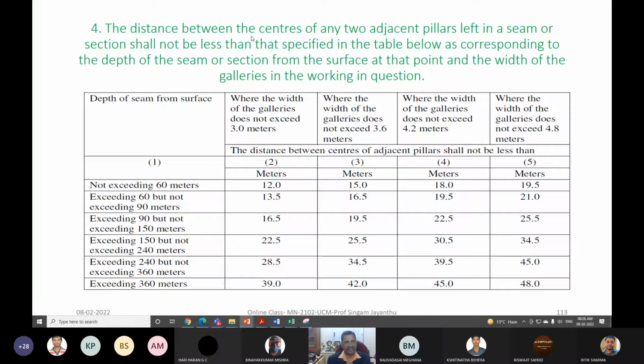Now, the distance between the centers of any two adjacent pillars left in a seam or a section shall not be less than that specified in the table. That is what I wanted to show you, my beloved students of underground coal mining methods. This is corresponding to the depth of the seam or a section from the surface.